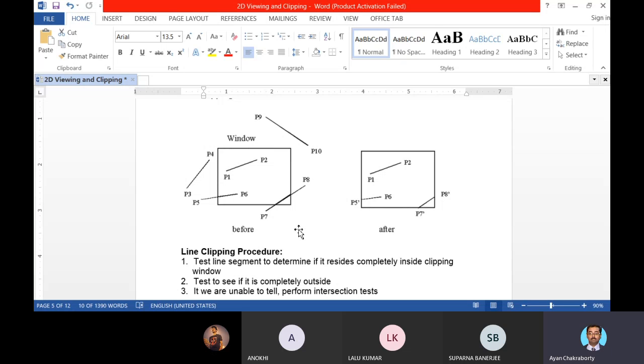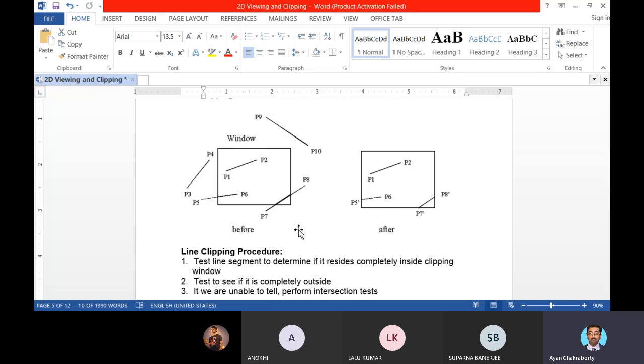And what else do you know? You know the endpoint coordinate values of all the straight lines given to you. Now you have to just calculate. First you have to test whether the given endpoints are within the rectangular window frame or not.